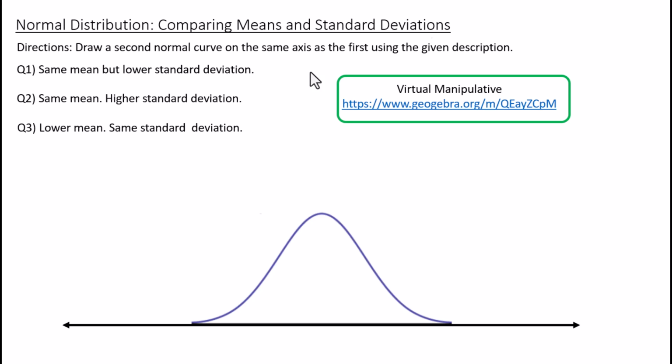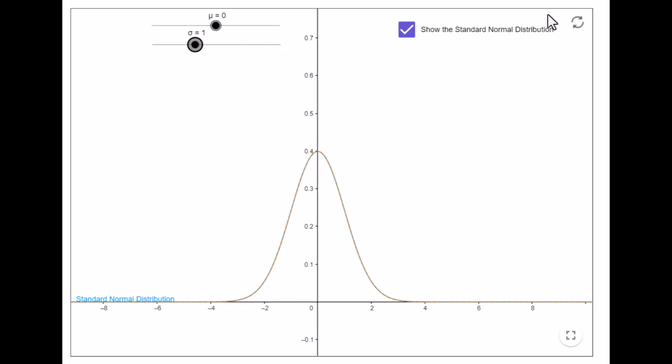In this video, we're going to use a virtual manipulative here to explore what happens when you increase and decrease the mean and the standard deviation of a normal curve, and then we're going to answer some problems. So let's pull up that virtual manipulative right now using Geogebra. So here we are in Geogebra. We have a normal distribution, and we have a couple sliders that we could change.